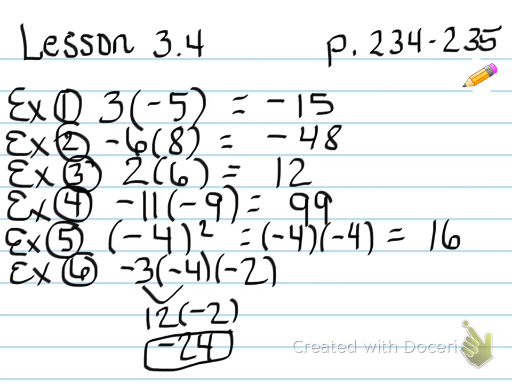With the exponent, looking at it, it's in parentheses, so you are saying negative 4 times negative 4. Being 2 negatives, the answer is a positive 16. Example 6, you're multiplying more than 2 numbers, so just go in order and get your symbols. So negative 3 times negative 4, positive 12. Positive 12 times a negative 2. The answer would be, unlike signs, an answer of negative 24.